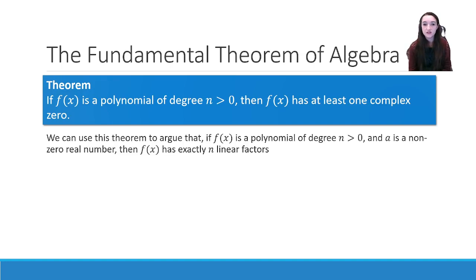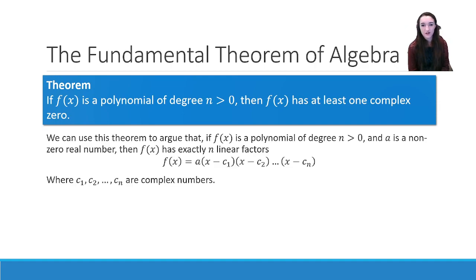So we can use this theorem to argue that if f of x is a polynomial of degree n greater than 0, so basically any polynomial you're looking at, that's not a special case, and a is a non-zero real number, then f of x has exactly n linear factors when we have f of x written in the following way. So f of x equal to a times x minus c1 times x minus c2 times x minus cn, where the c's are complex numbers. Okay, so in other words, we're saying that we can always factor our polynomial down into linear factors, no matter what.